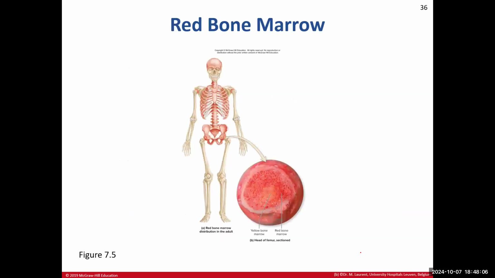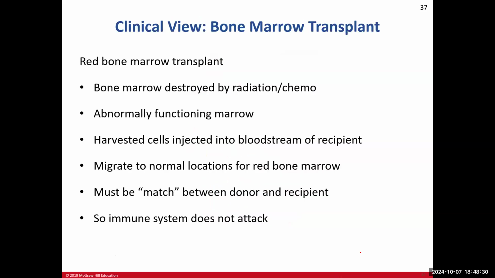Here you can see a nice picture of our red bone marrow. The axial skeleton is primarily the main contributor for blood cell production, but then we have our os coxa, the hip bones, and the proximal epiphysis of the femur and of the humerus. But you can see most of your blood cells are made in the axial skeleton.